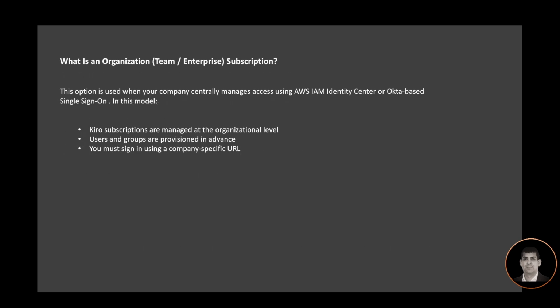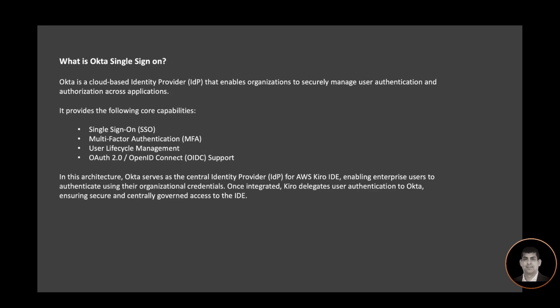Let's look at what an organization team enterprise subscription is. This option is used when your company centrally manages access using AWS IAM Identity Center or Okta-based Single Sign-On. In this model, Kiro subscriptions are managed at the organization level. Users and groups are provisioned in advance, and you must sign in using a company-specific URL.